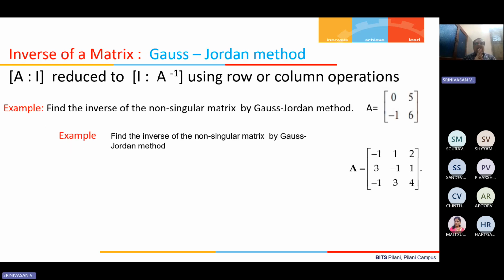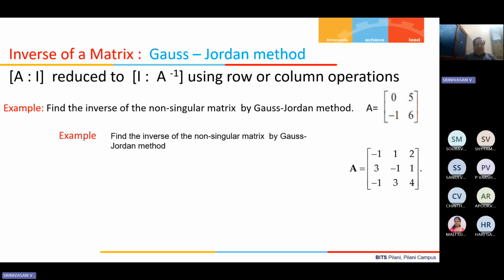Thus, A is reduced to I, and A inverse is obtained using row or column operations. We do row operations. So here, two questions: find the inverse of a non-singular matrix. Inverse you can find only for a non-singular matrix by the Gauss-Jordan method. Here is a 2 by 2 matrix and here is a 3 by 3 matrix.